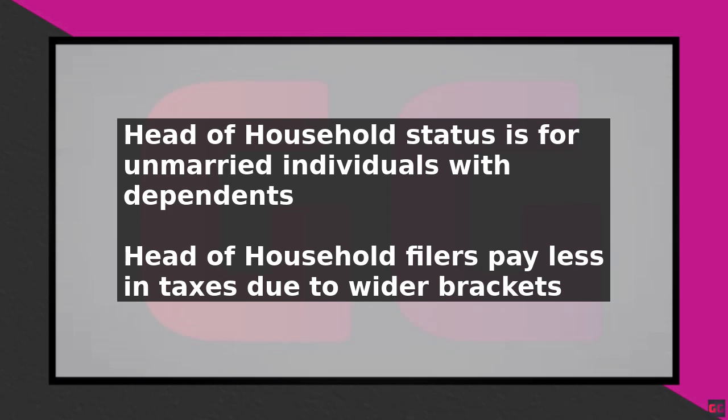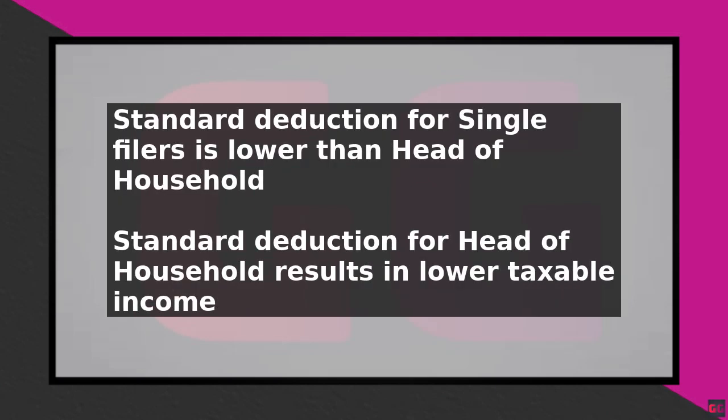One of the key differences between these two statuses is the standard deduction. For the tax year, the standard deduction for single filers is lower compared to head of household filers. This means that if you qualify for the head of household status, you will get a higher standard deduction, which can result in a lower taxable income.